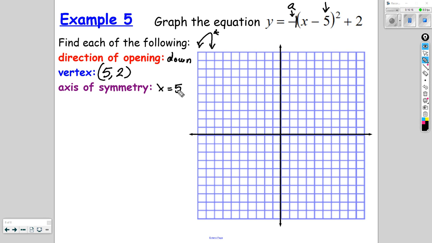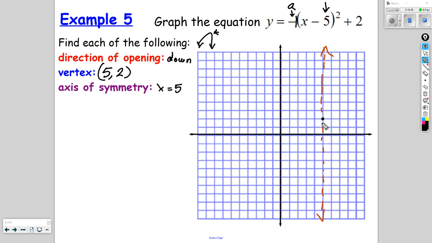All right, so let's just begin by drawing the vertex and the axis of symmetry here. So the vertex is 5, 2, and then the axis of symmetry is that vertical line x equals 5. All right, note that it's a dotted line. That line is not actually a part of our graph, so that's why it's not a solid line here. A solid line indicates that each one of those points on that solid line is a part of our graph. So since this isn't a part of our graph, it's a dotted line.